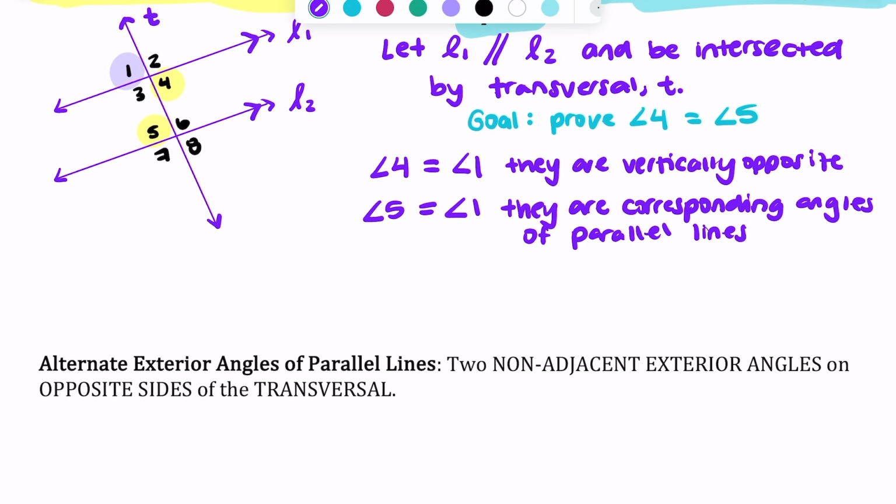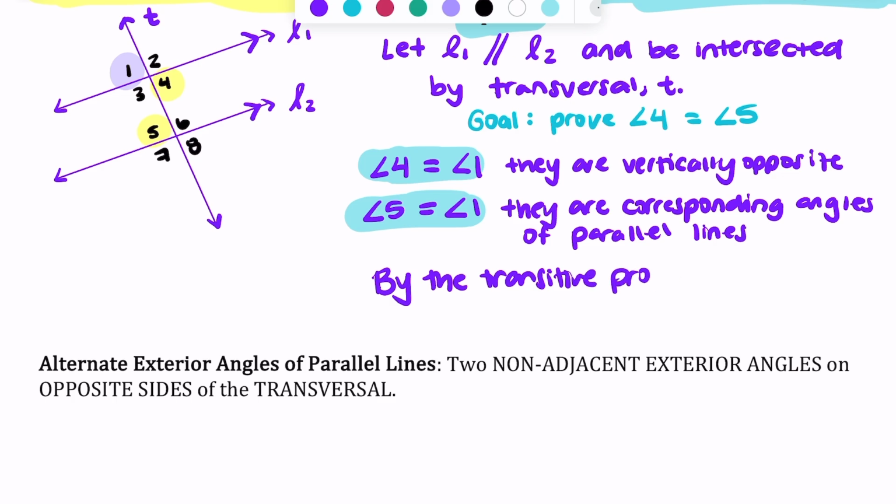Now, the great thing is, I just said that angle 4 is the same as angle 1, and angle 5 is the same as angle 1. Well, by the transitive property, if angle 4 is equal to angle 1 and angle 5 is equal to angle 1, that means angle 4 and angle 5 have to also be equal. So we're going to say, by the transitive property, angle 4 will be equal to angle 5.